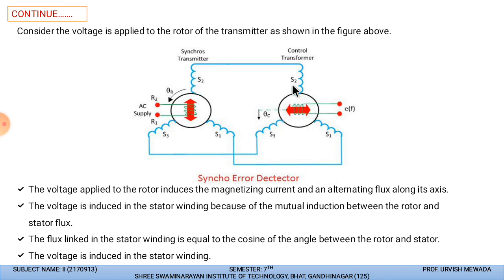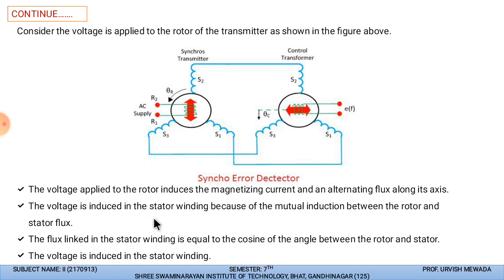So this is the working function of the synchro error detector. Let us discuss the voltage applied to the rotor, the induced magnetizing current, and the alternating flux along it. According to the voltage applied, the rotor induces the magnetizing current, and the alternating flux will be produced, and this alternating flux will be cut by the stator conductor.